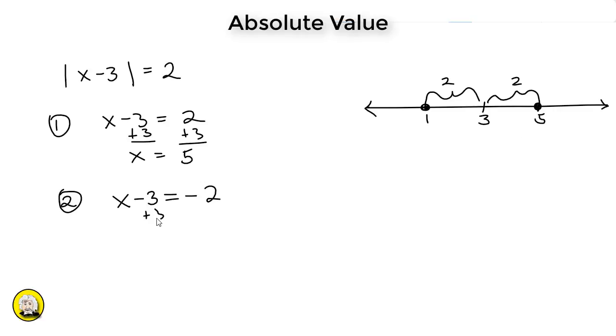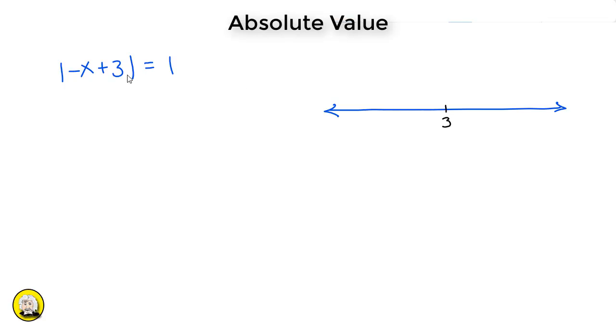And add 3 to both sides here again. We'll simply get x equals +1. And there you have it. You have both solutions, 1 and 5. Let's take a quick look at another. In this case, we have a slight twist. The absolute value of -x plus 3 equals 1.